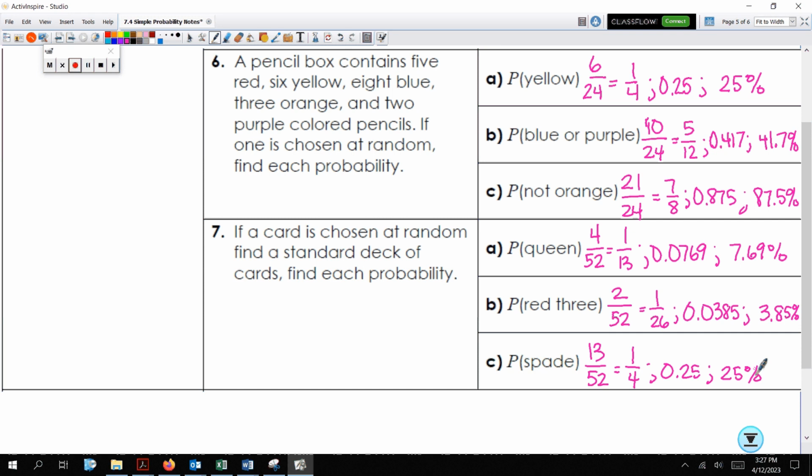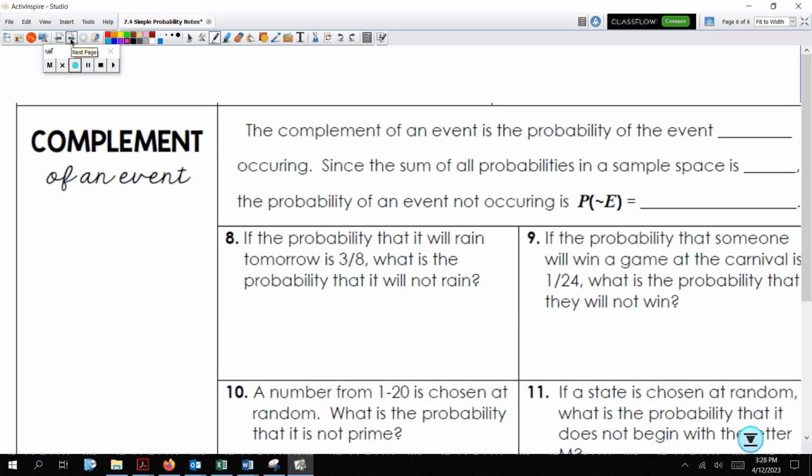All right, now the other thing I want to talk about is the complement of an event. So it's like the probability of it not happening, okay? The complement of an event is the probability of the event not occurring. Since the sum of all probabilities in the sample space is 1, the probability of an event not occurring is 1 minus the probability of the event. I know it seems kind of weird. So we just figure out the probability of it and then subtract.